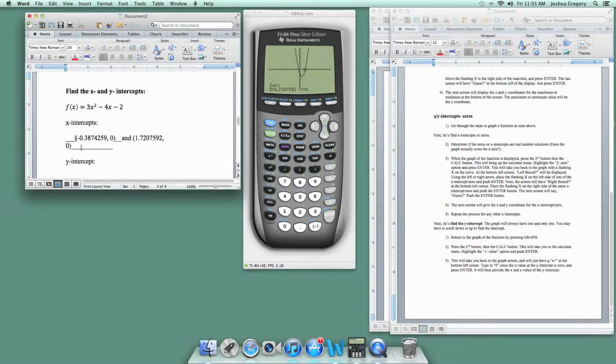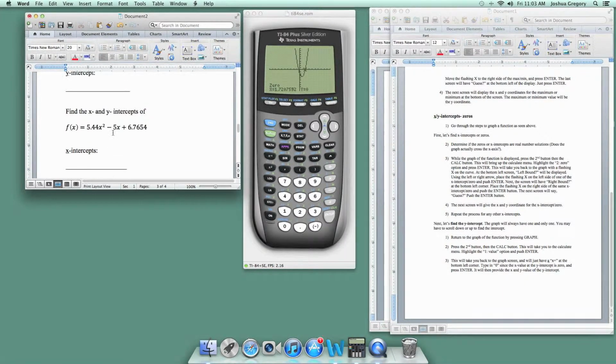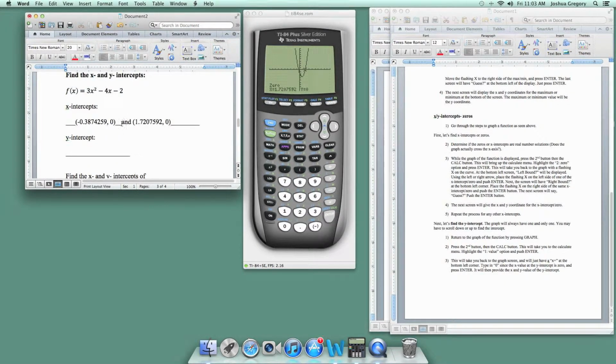Okay, and you want to put those on the same line, like this. So those are our 2 points. Okay, so that's our x-intercept. So let's do our y-intercept.